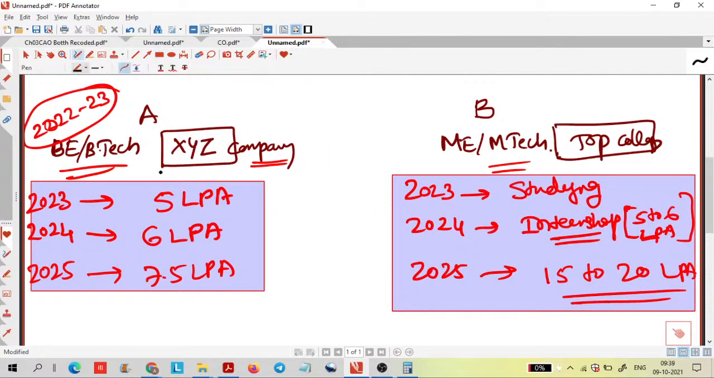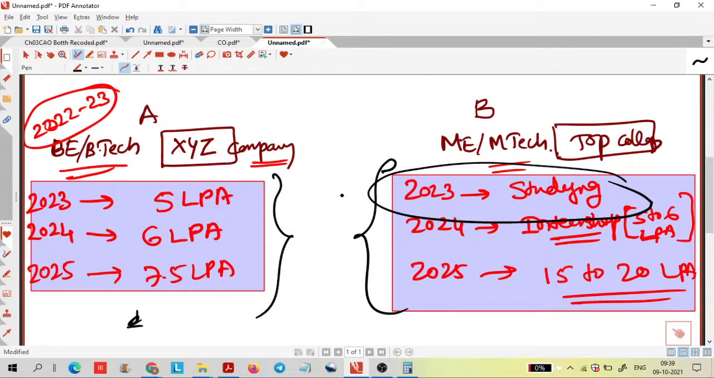Okay, so I'm not just saying this, this is the scenario. Most of the people want an immediate job. If you have some financial problem, you can go with this. But with this route you will face only one year without a job, and from the next 2 years you will start your earnings.